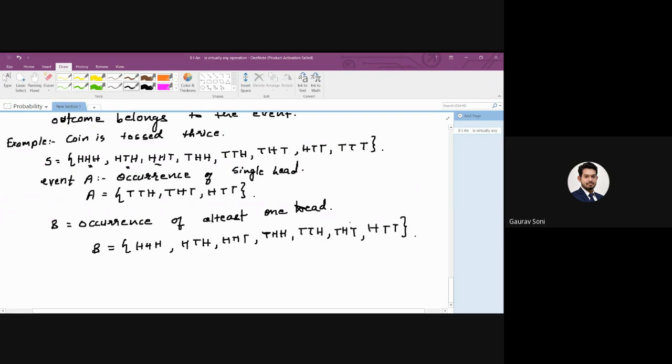I took these two events because after this we are going to discuss different types of events, and to understand those events we will require these examples. If I try to draw the Venn diagram for this, let's not draw it, it will confuse right now. I'll end it here and we'll go for the types of events.